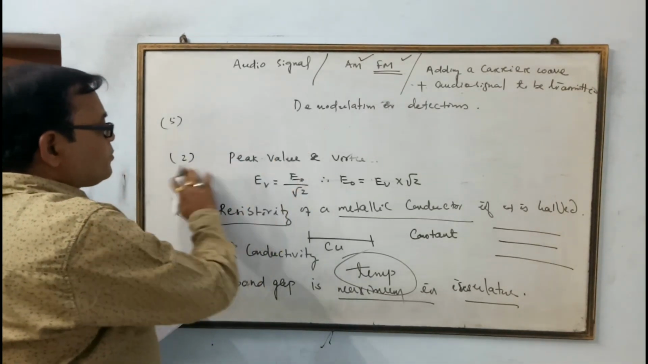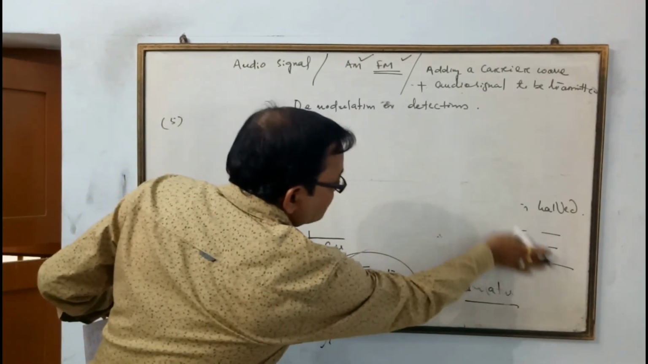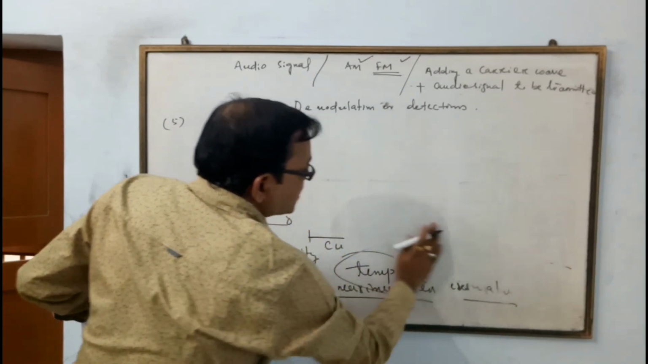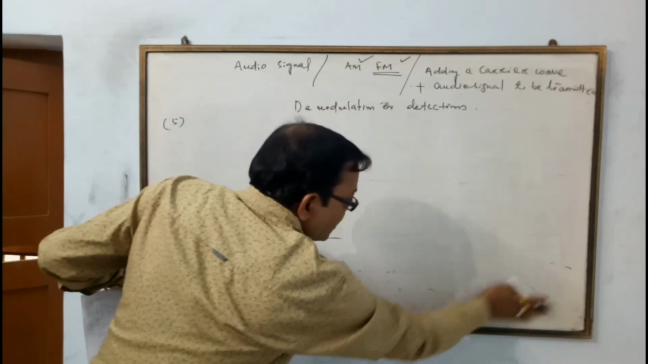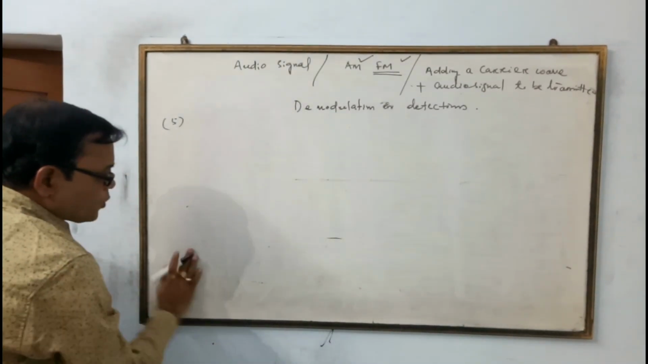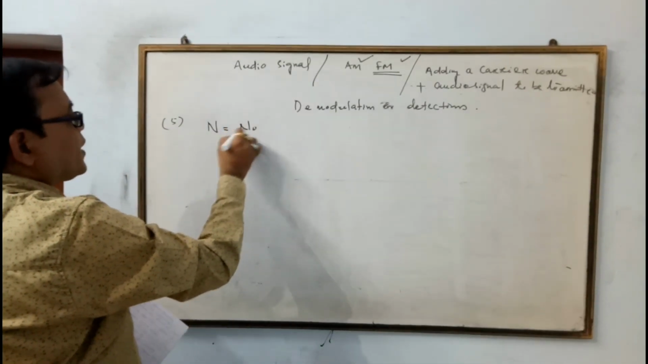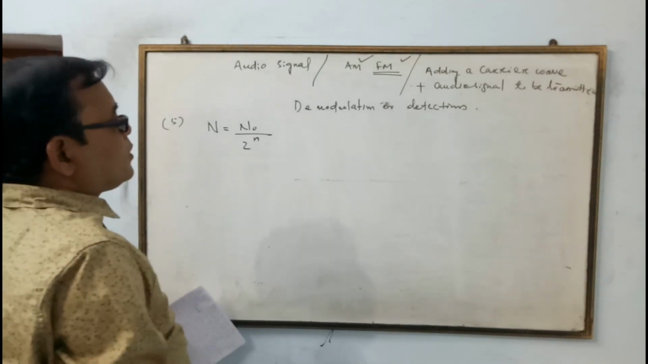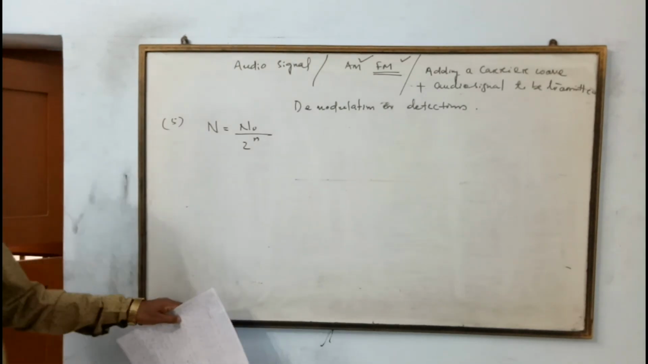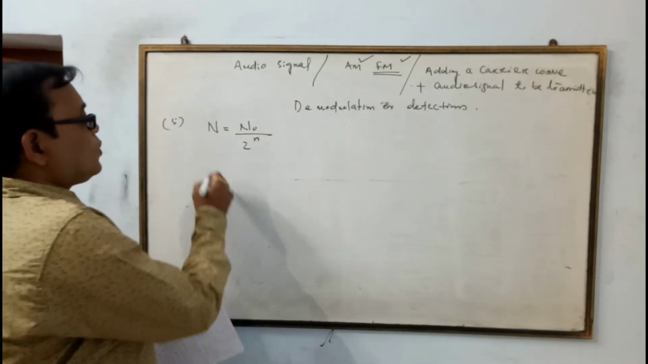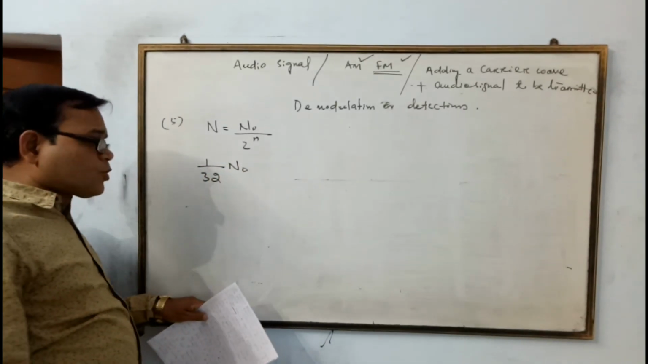What is the relation between the radioactive samples, the number of atoms in the radioactive samples, and how many half-lives have been carried out? There is a formula: N equals N0 by 2 to the power of n. If the amount of substance left after the radioactive decay is 1 by 32 of the initial value, then how many half-lives will there be?